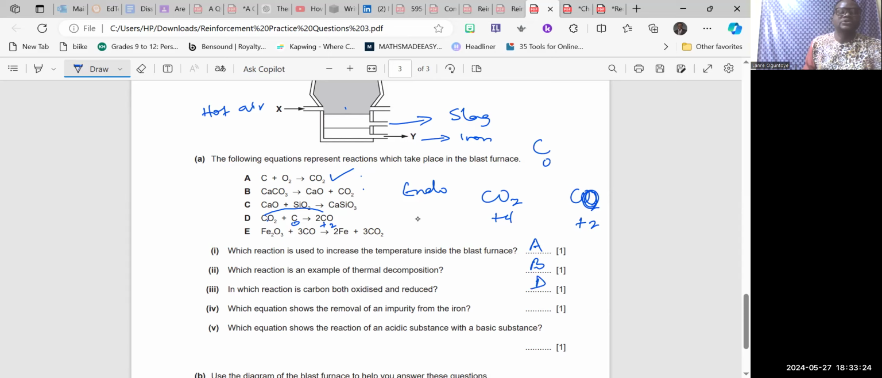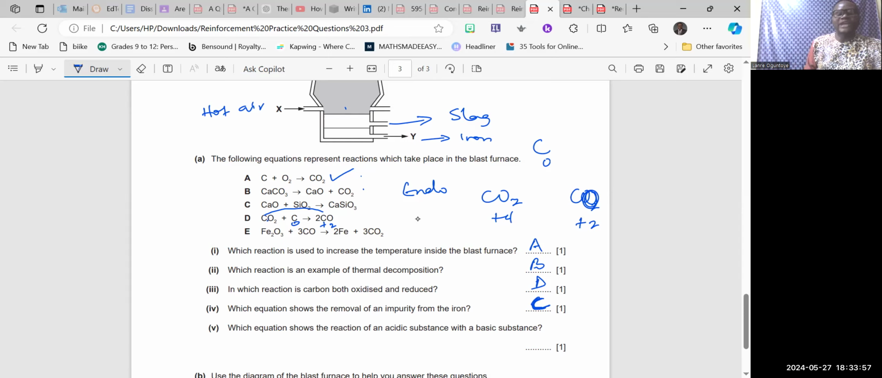No, D. In which reaction is the removal of impurity from the iron shown? Come on, which one is this? So it's E. Removal of impurity, E. C, C for cat. Which reaction? And this one, don't come and say, after all, the last one is E, must be E. No, you have to read it too, because you can choose something more than once.